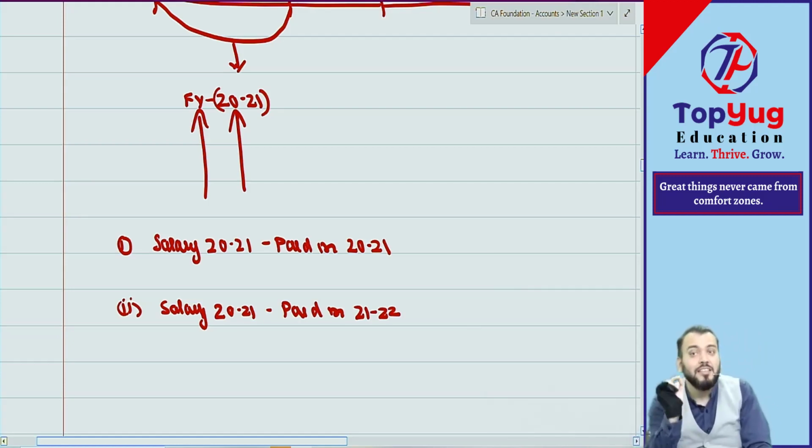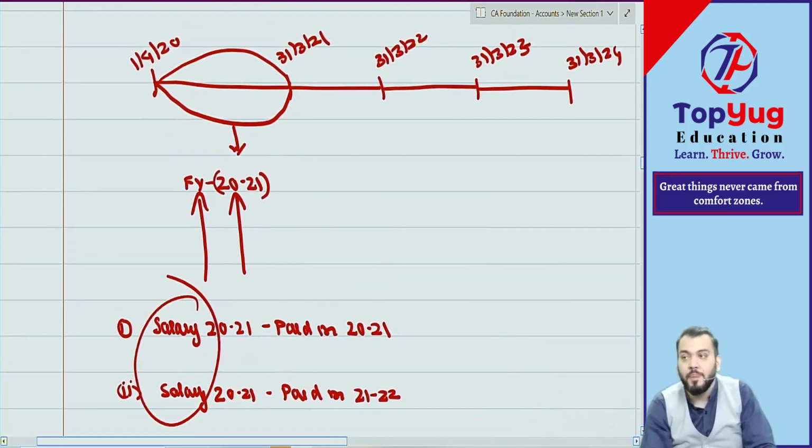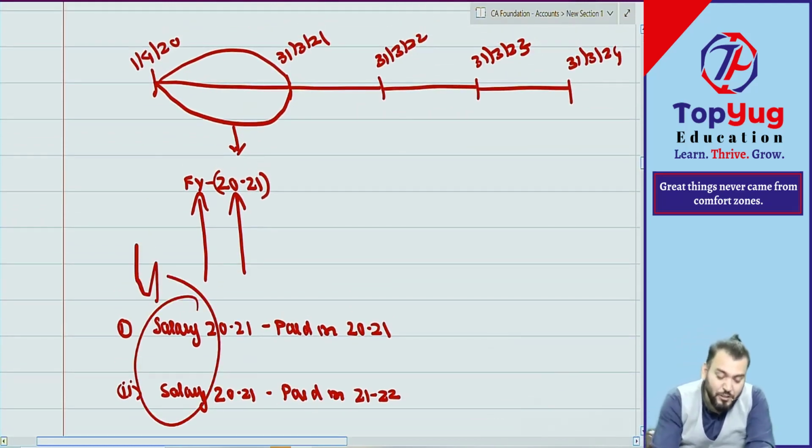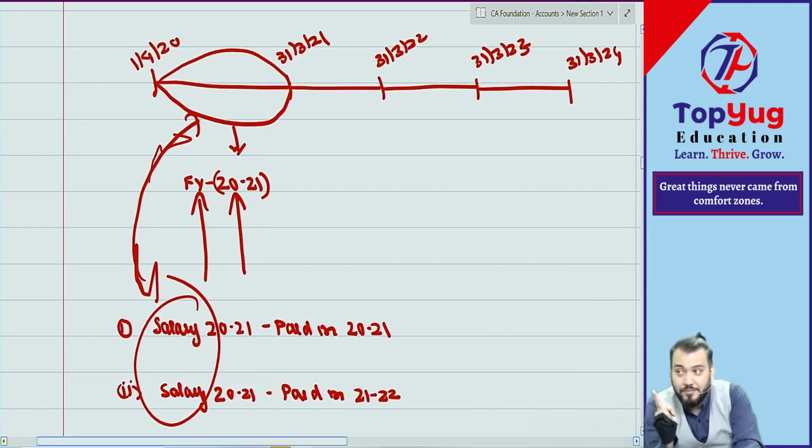So once again, salary of 2021 paid in 2021. Salary of 2021 paid in 2021-22. Quite possible. My question to you all: this expense, salary is an expense, will be recorded in 2021.